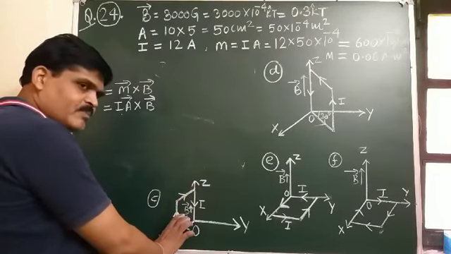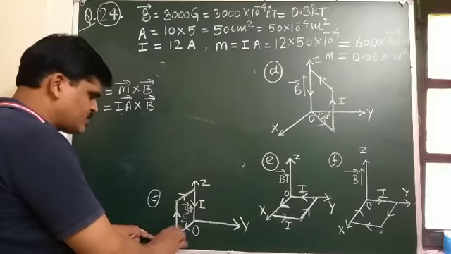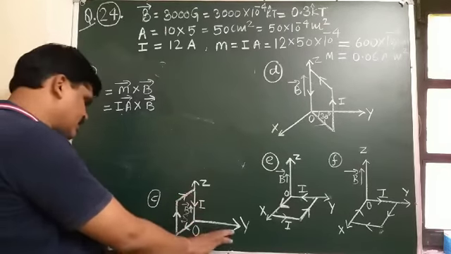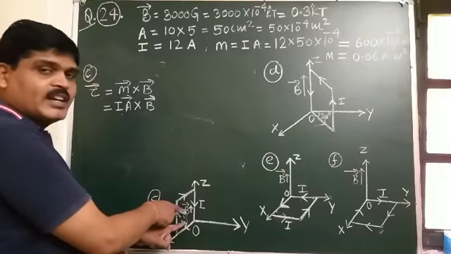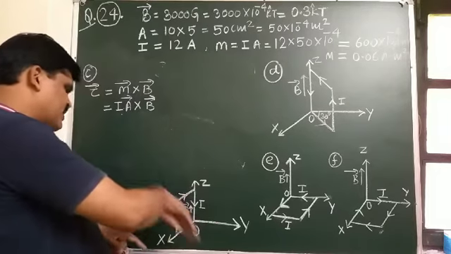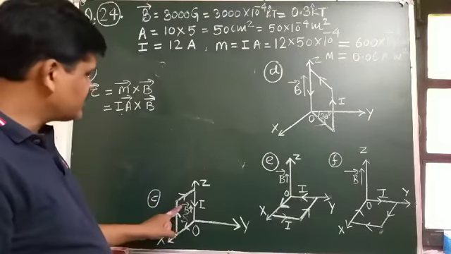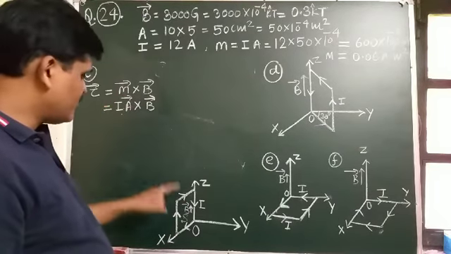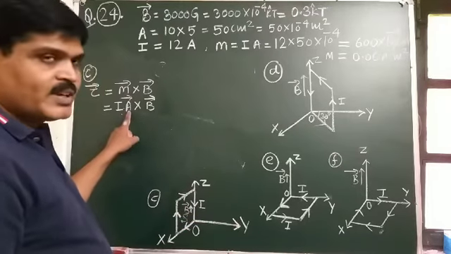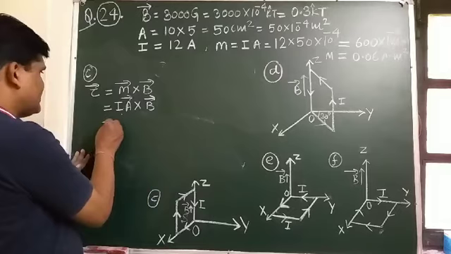So direction of torque is perpendicular to this plane. Perpendicular to this plane means the x and z plane. So direction of torque is perpendicular to this plane, it means towards the y-axis, but it is away from the y-axis. It means negative y-axis. And if you draw the area vector, direction of area vector is the outward drawn normal. So in this case, direction of magnetic moment is towards the negative y-axis. So area vector is also taken to be the negative y-axis.